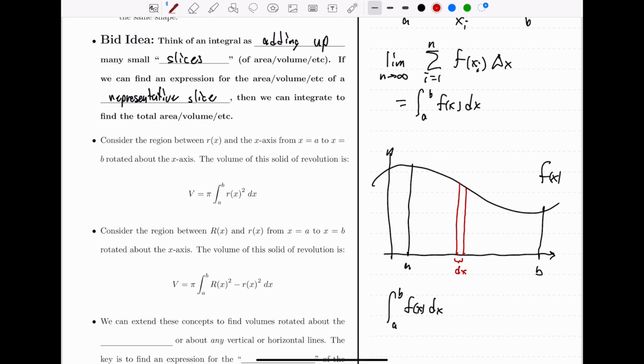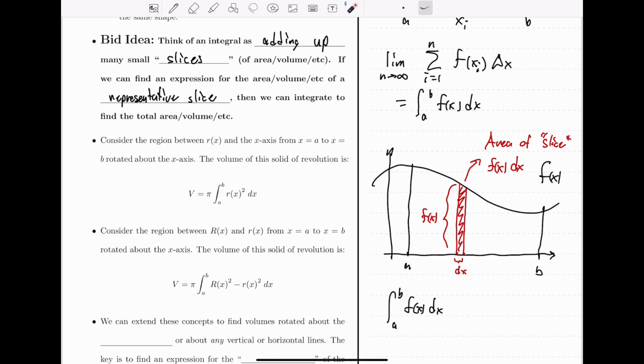Okay, so that's the width. What is the height of this slice? Well, the height is whatever the value of the function is. Let's just call it f of x. So the area of this slice is the height times the width. Well, the height is f of x, and the width is dx. So this expression here, f of x times dx, corresponds to the area of this little slice.